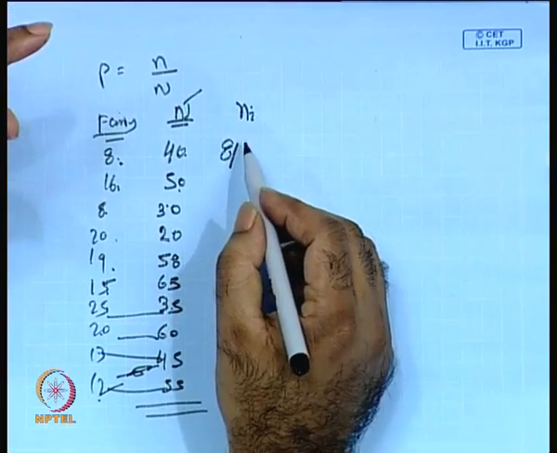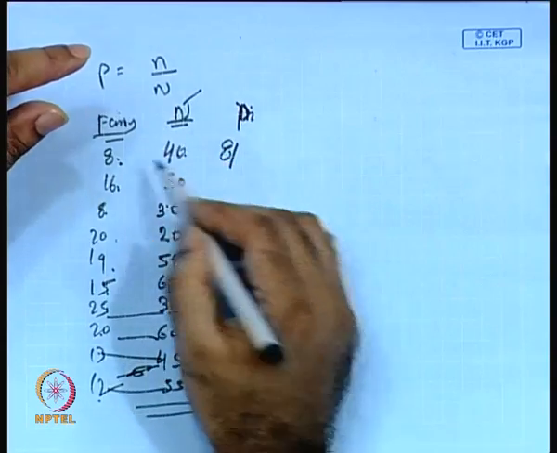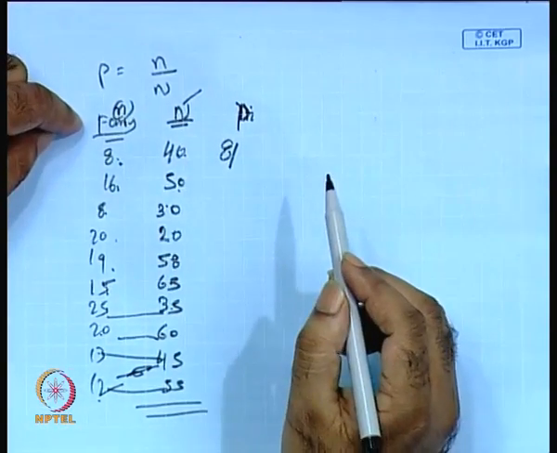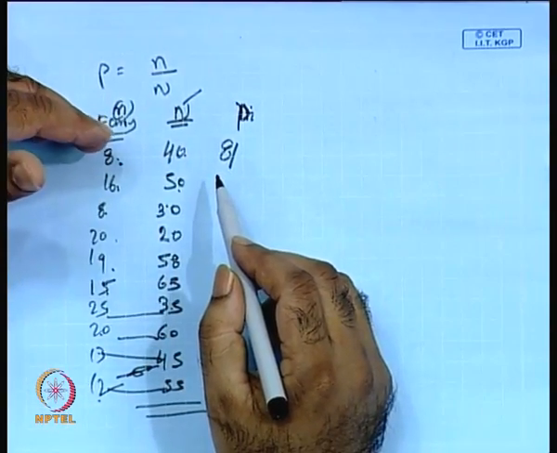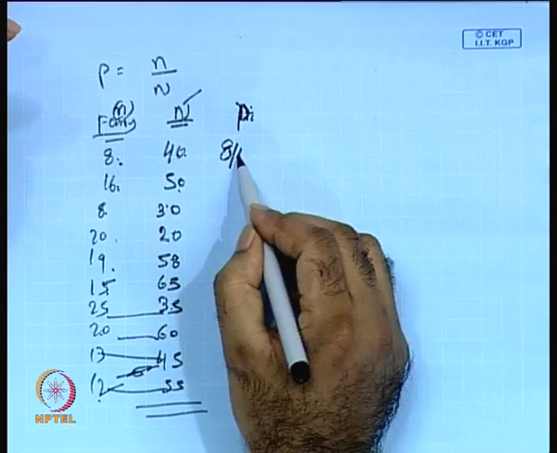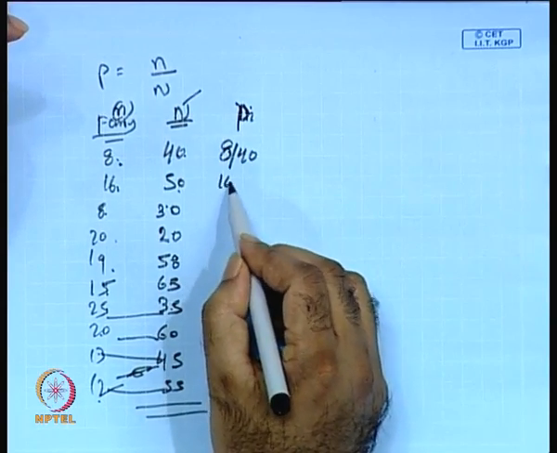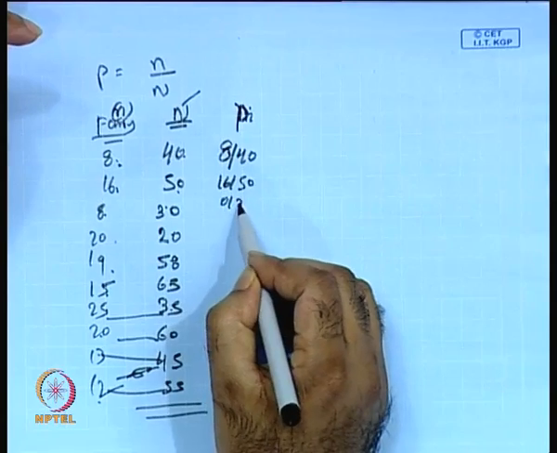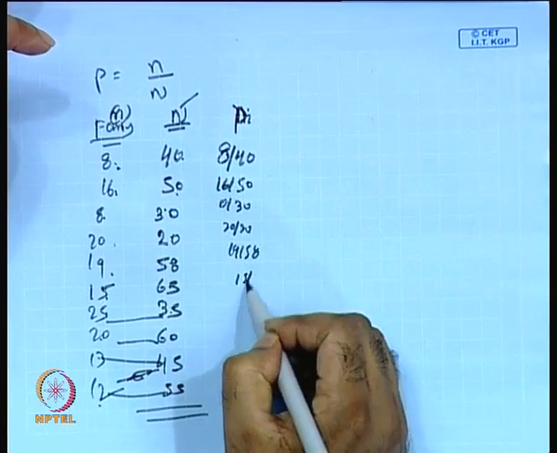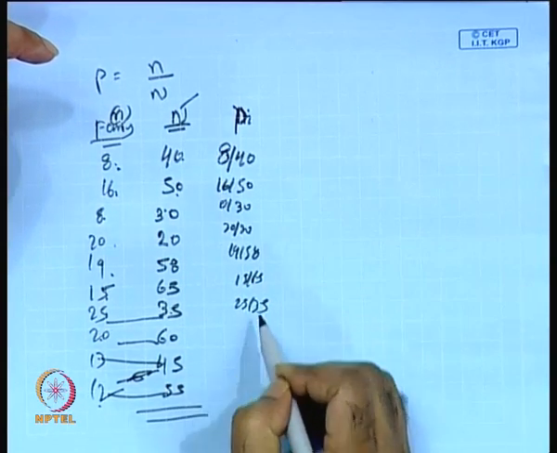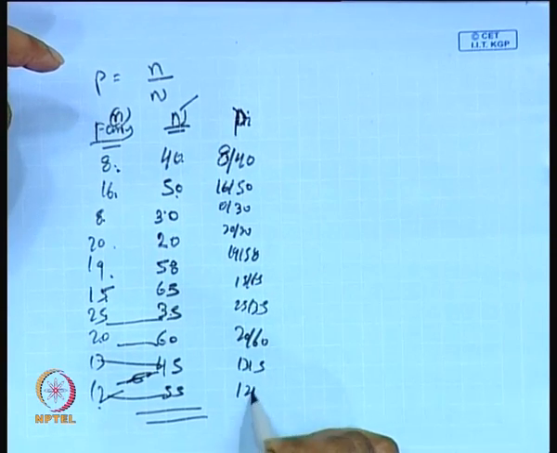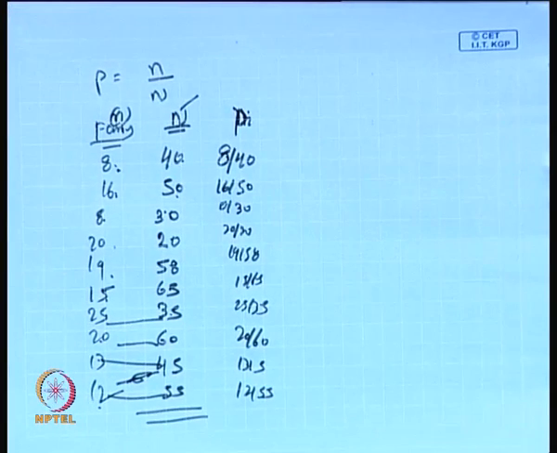Otherwise you call it p_i is n by N. This is the small n you say, and this is capital N. So, 40 households are there, so 8 by 40. This is how you have to find 8 by 40, then 16 by 50, then 8 by 30, then 20 by 20, then 19 by 50, 15 by 65, then 25 by 35, then 20 by 60, then 13 by 45, then 12 by 55. This is how you have to transform this data.